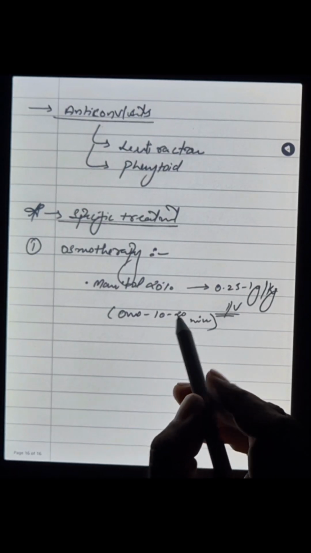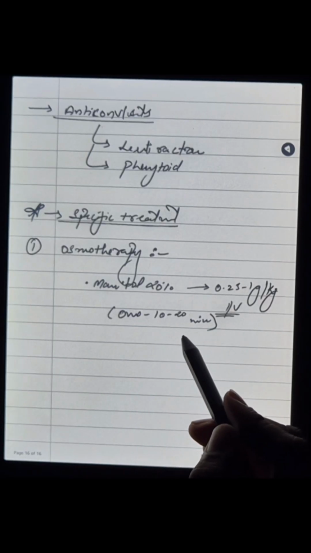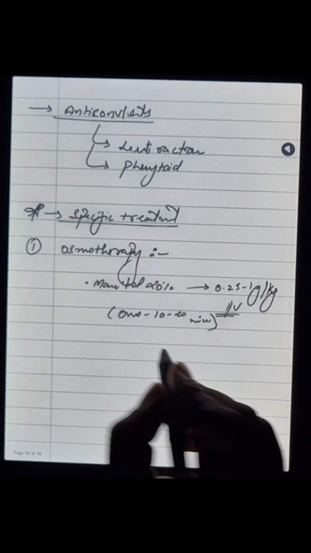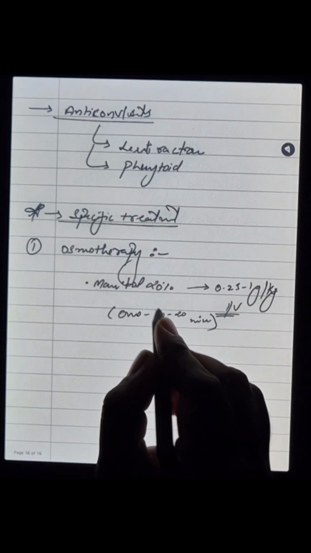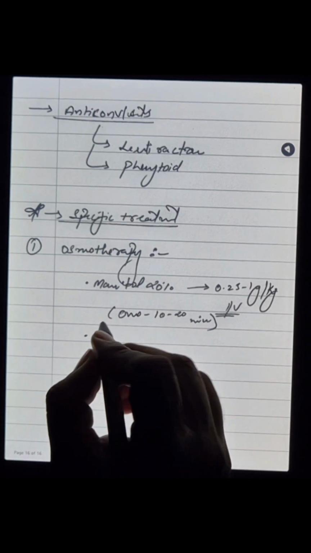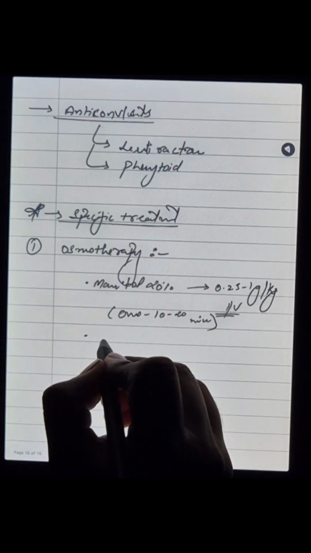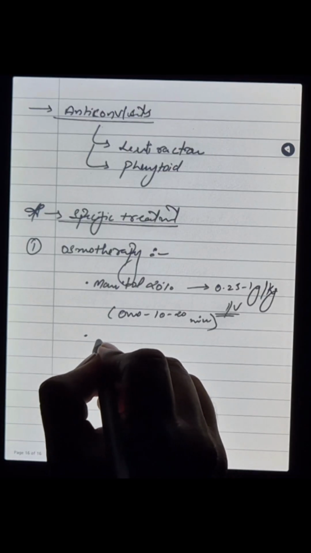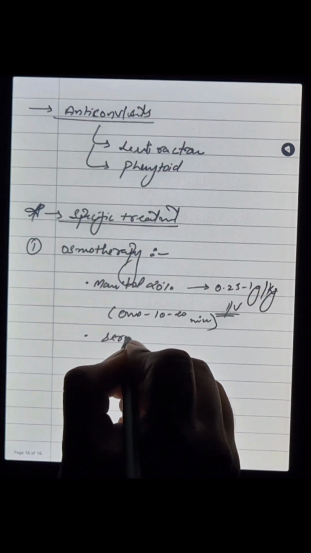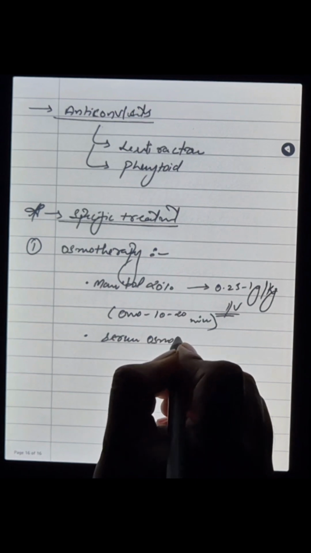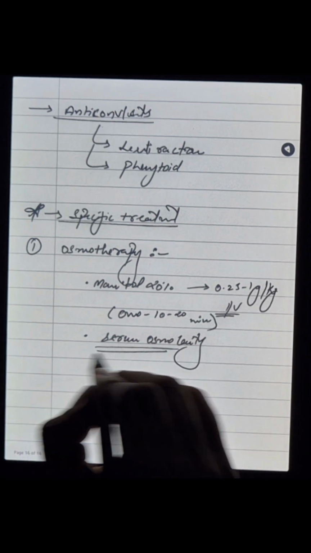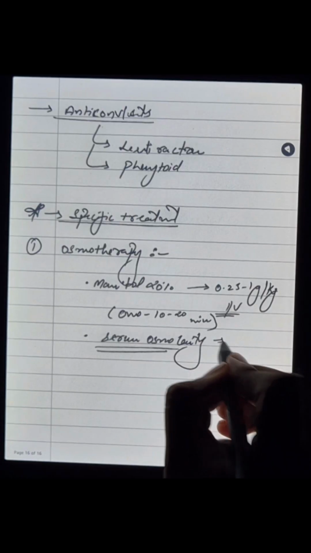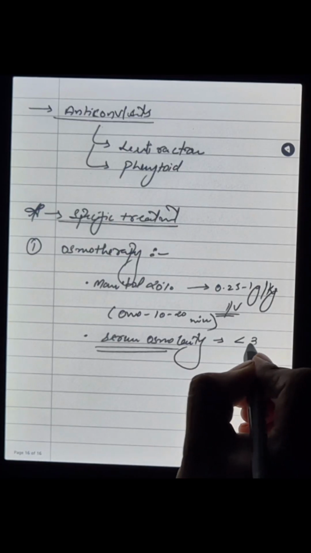Or in some ICUs, we can also give mannitol via syringe pumps. And while giving mannitol, we have to check on the serum osmolarity, that serum osmolarity should be less than 320.